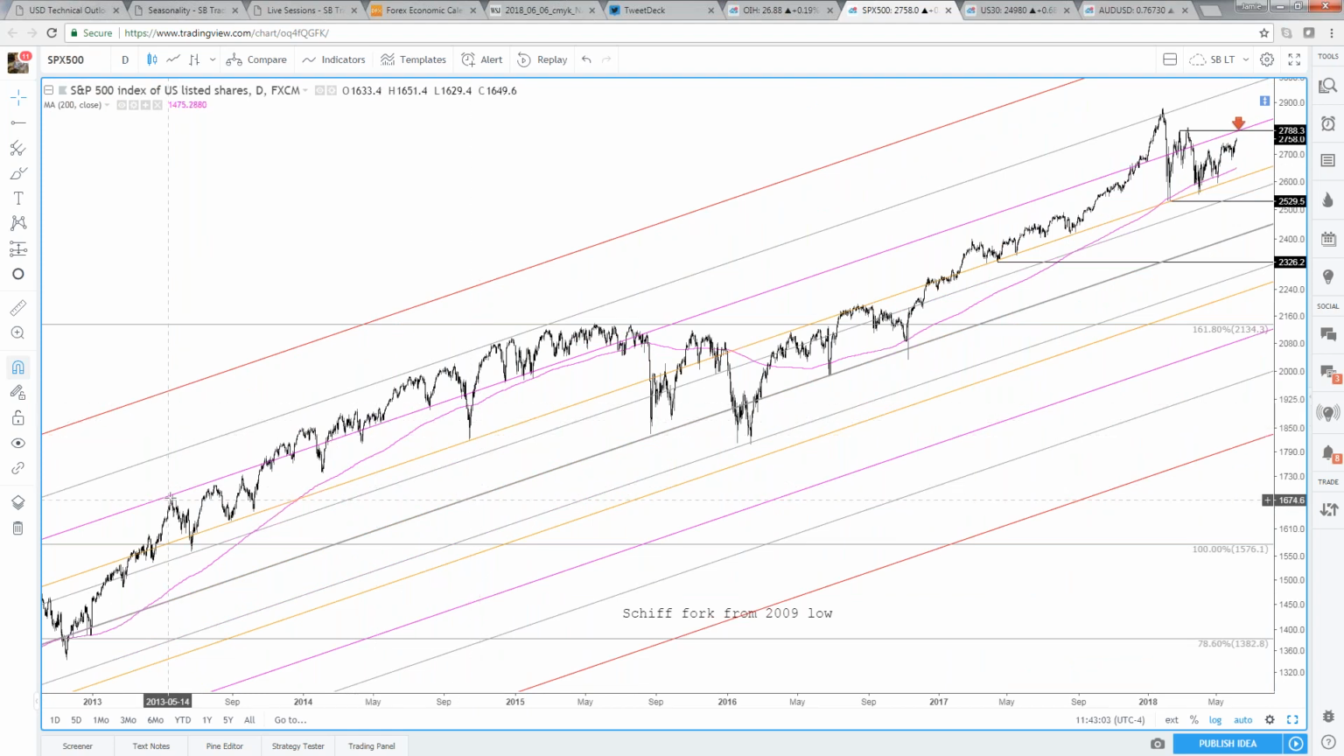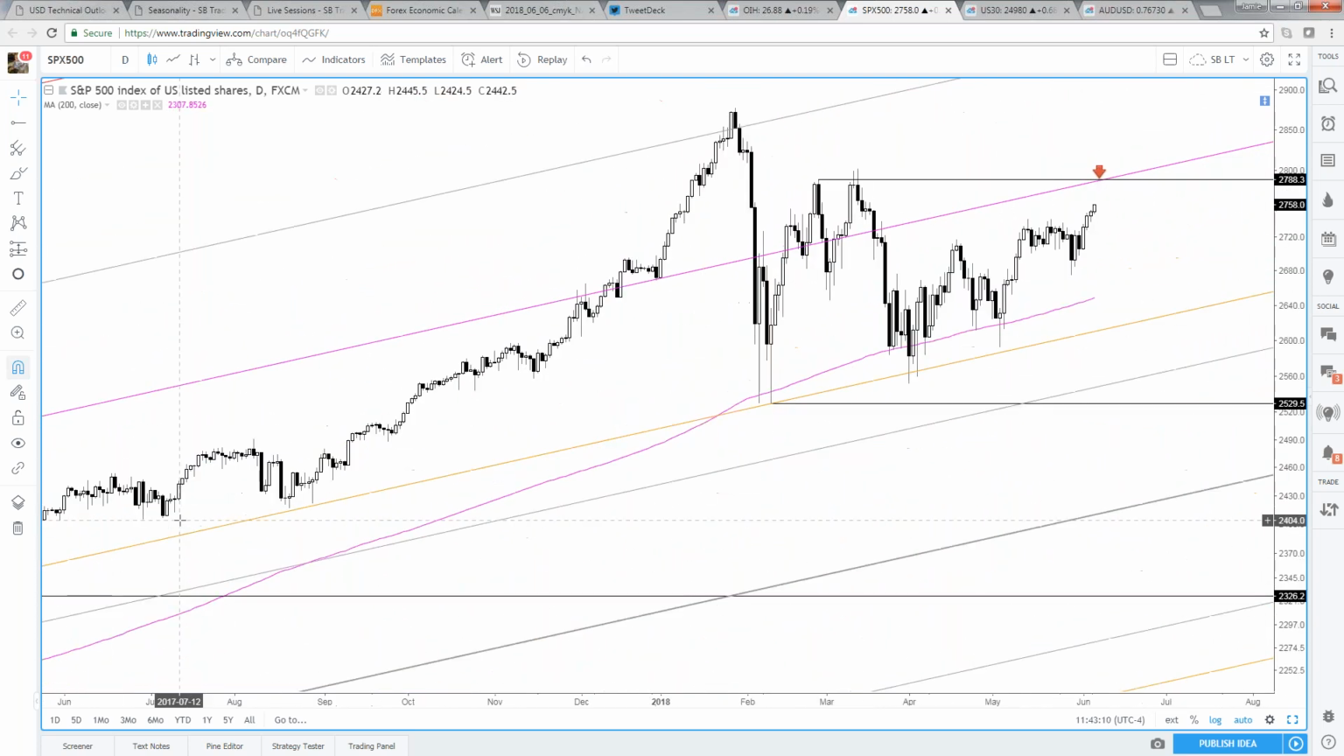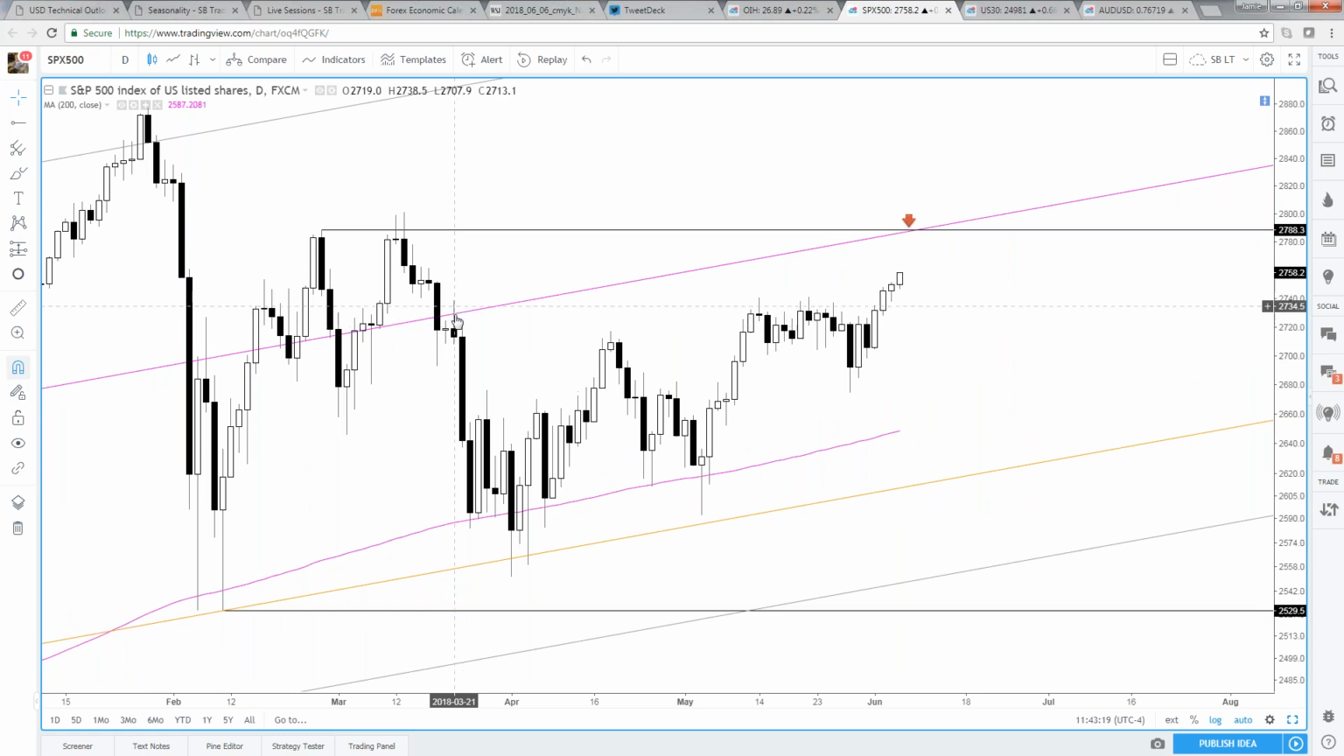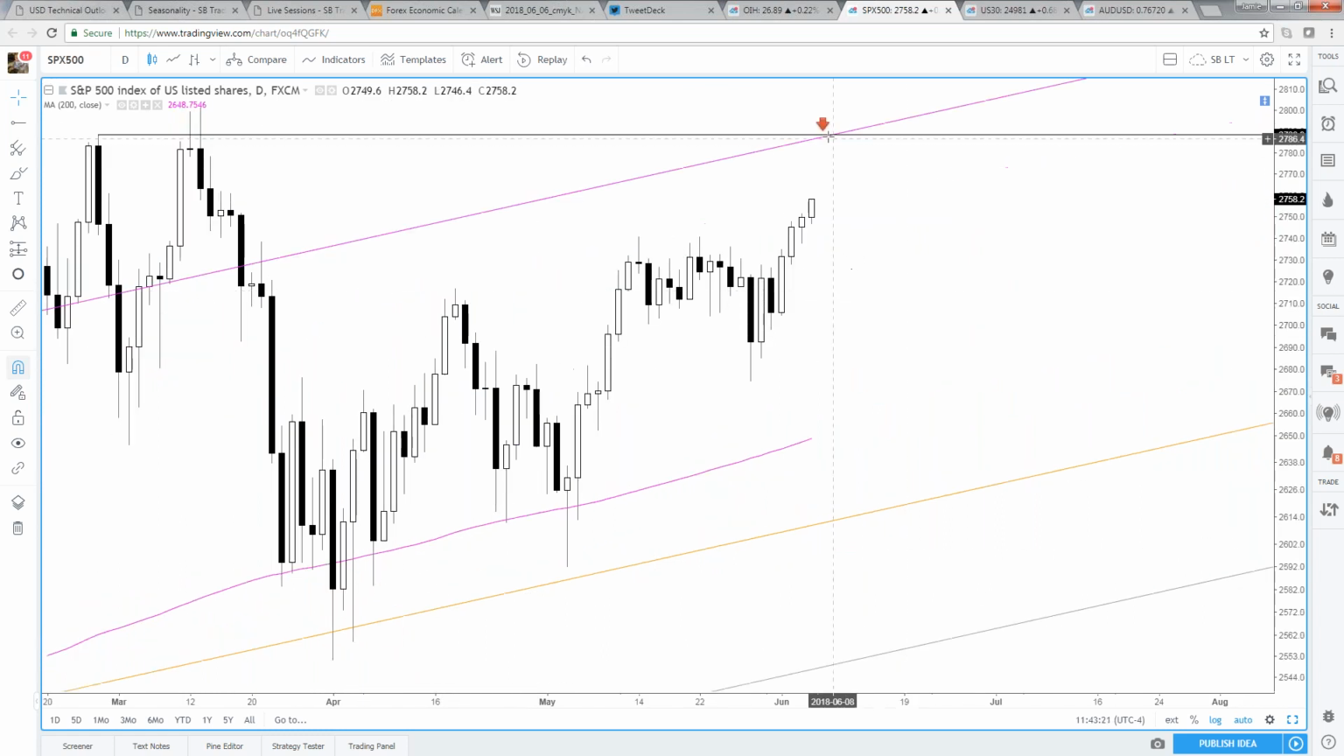And the magenta parallel, which has been resistance and support since 2013, including very recent, right? Resistance in December last year, launch, and some resistance here, tank, right? That is in 30 handles, okay? 30 handles is not far away, especially in a headline type driven market like this. So pay attention to that level.